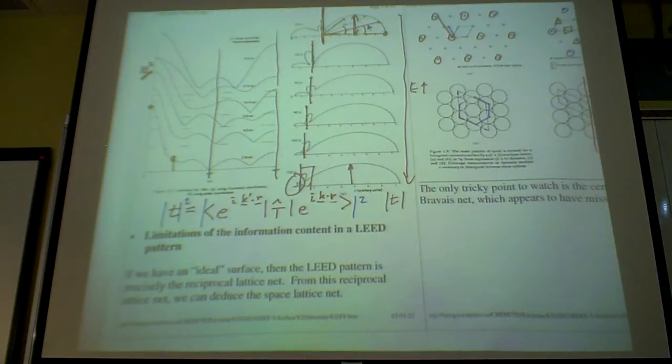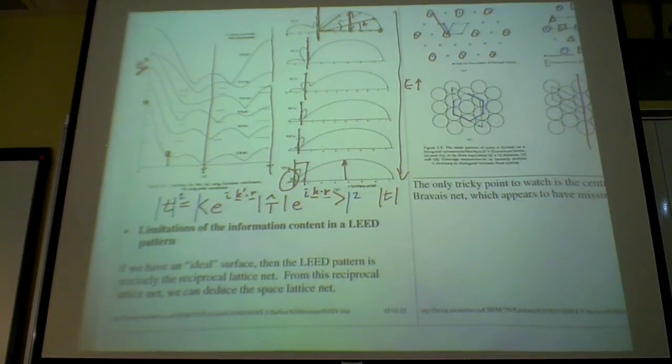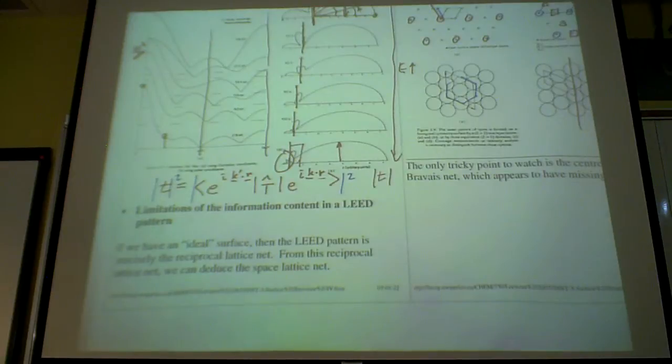Okay, what I want to do next is to tell you what the limit is, in terms of information content, that you can get out of a LEED pattern, right? We have an ideal surface. The LEED pattern is precisely the reciprocal lattice pattern, right? So it's very powerful. If you see a LEED pattern, you know the reciprocal space lattice, and hopefully you can infer what the real space lattice is from that, using the transformation matrix that we talked about earlier. From this reciprocal space lattice, we can deduce the real space lattice, right?